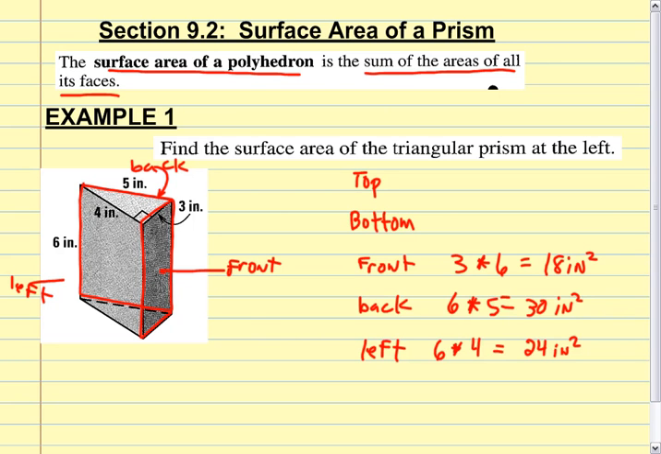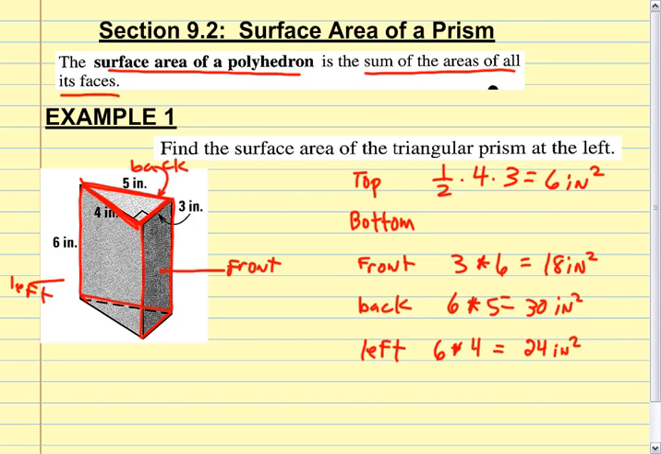Rowan? Top or bottom? Top. Okay. What shape is the top? A triangle. It's a triangle, right? And how do we find the area of a triangle? Area equals one half base times height. Now, what is the base and the height of that triangle? The height is 4 and the base is 3. Do you agree? And then we do 1/2 times 4 times 3. What does that give me? 6 inches squared.